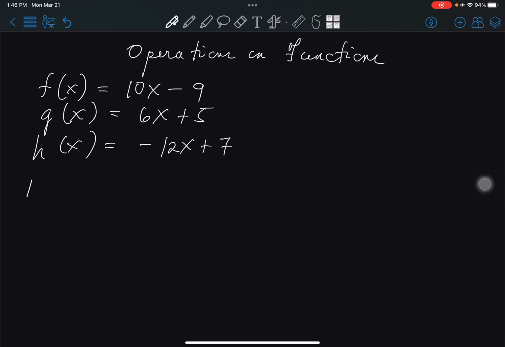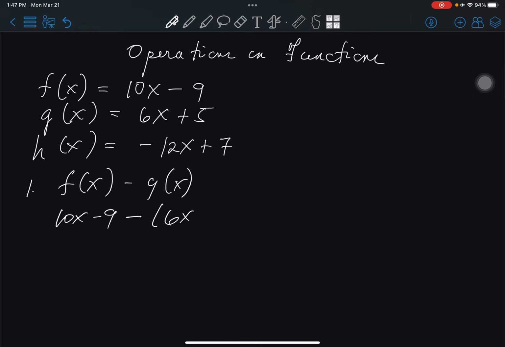So let's say we have here our first example. We are going to subtract f of x and g of x. Just like in addition, we are just going to substitute the corresponding values of our f of x and our g of x. So our f of x here, we have 10x minus 9, then minus, you have to put now your grouping symbol. We have 6x plus 5. Then, let us remove your grouping symbol.